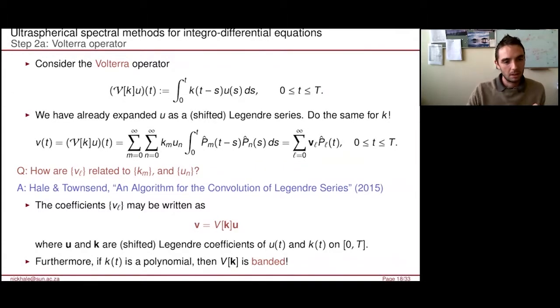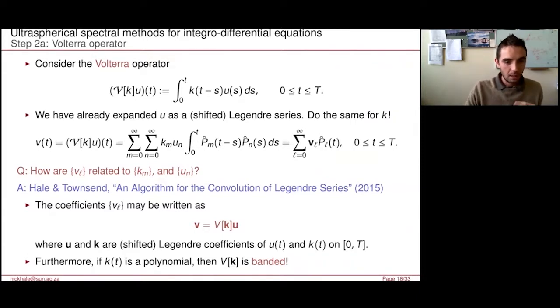So actually, the slightly more complicated part is to deal with the right-hand side. How do we deal with that integral operator? So let's first consider the case of the Volterra operator. So that's where the upper limit of this integration is t, the independent variable. So what's the approach we're going to use? Well, I already said we're going to expand our solution as a Legendre series on 0 to t. But what we're actually going to do now is do the same thing for the kernel.